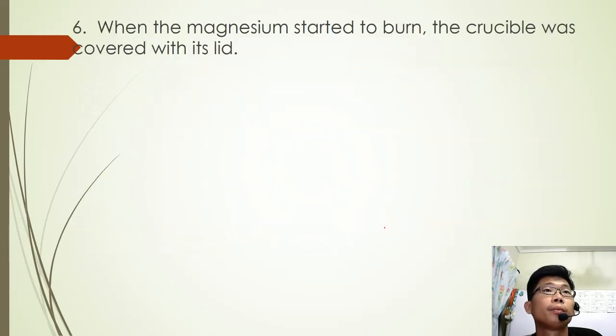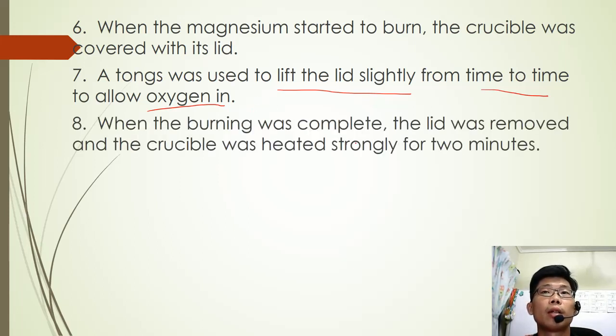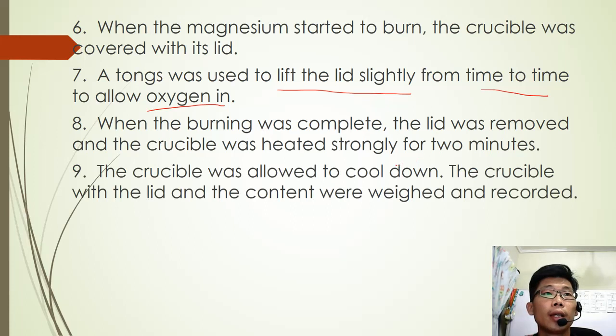Okay, next. When the magnesium started to burn, number 6. A tongs was used to lift the lid slightly from time to time to allow the oxygen in. Actually, it's used to make the combustion to be completed. When the burning was completed, the lid was removed and the crucible was heated strongly for 2 minutes. After that, the crucible was allowed to cool down. The crucible with the lid and the content was weighed and recorded.